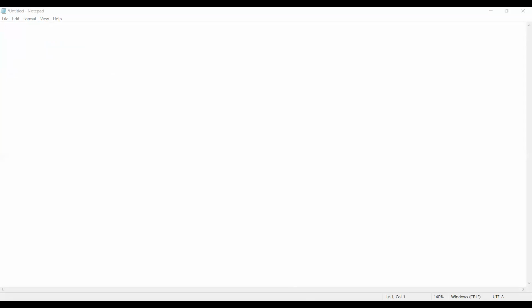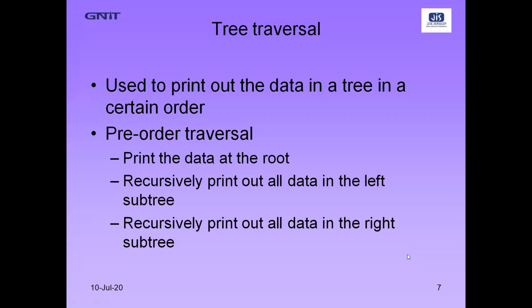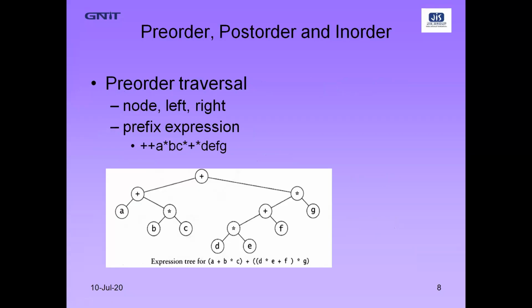Before going to the notepad section, I will first briefly describe the graphical portion of the traversing operation. Now look here, this is an expression tree, and the expression is a plus b star c plus d star e plus f into g. And here we have to maintain the BODMAS rule.